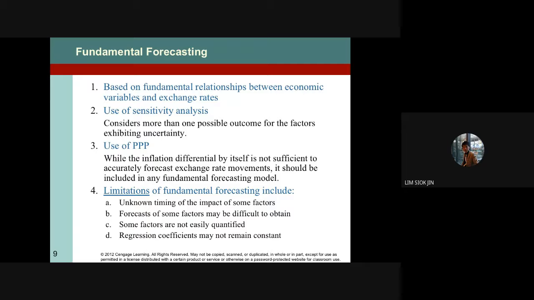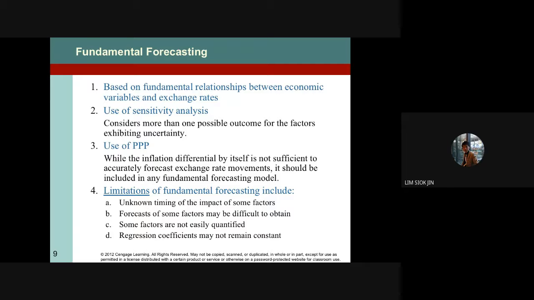So the next technique will be fundamental forecasting. Fundamental forecasting is actually based on understanding the relationship between economic variables and exchange rates. So like what you learned in the past: interest rate parity, purchasing power parity, the international Fisher effect, IFE, IRP, and PPP. Understanding this will not give you a precise prediction, but it will give you a better understanding of the whole picture.